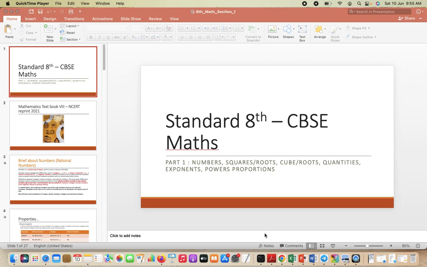Series of 8th standard maths. Section 1, we will cover 5 chapters. I have grouped them differently than they appear in the book, because I felt this grouping is going to make the contents easier to understand. So let's proceed with this, and we will cover the content.